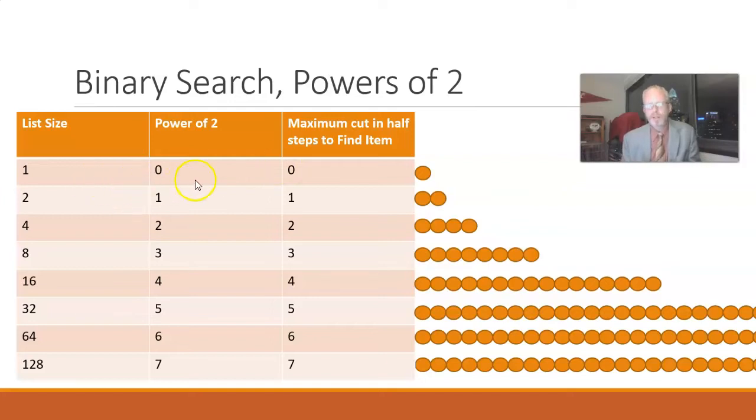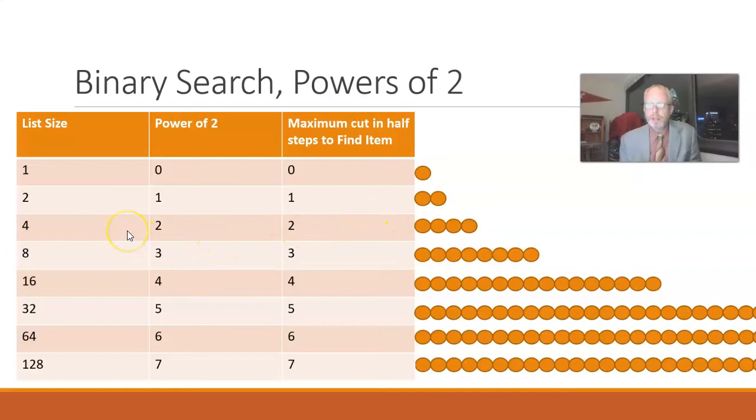If we have a list size of 1, you don't have to cut it in half at all. And what we'll find is that list is essentially 2 to the power of 0, or 1. Now, if we have a list of 2, then that's 2 to the power of 1, and at worst case, we'd have to cut the list in half once to find our item, right? We just cut it right in the middle. It's either to the left or to the right. Now, here's where things get cool, is when we get to the higher powers of 2.